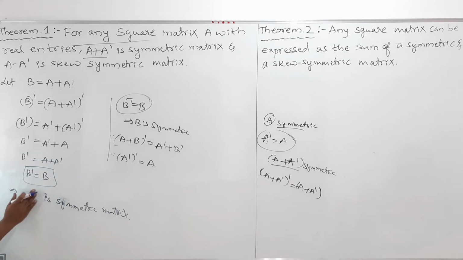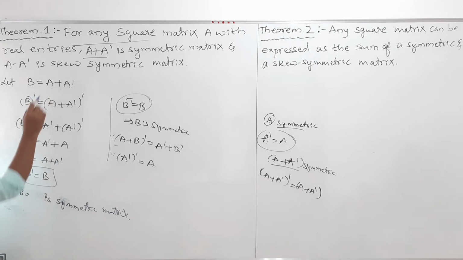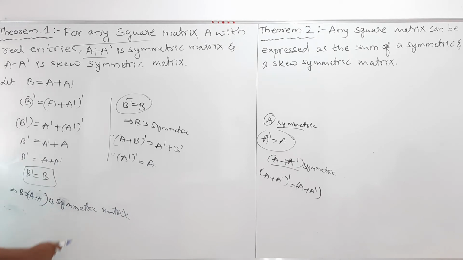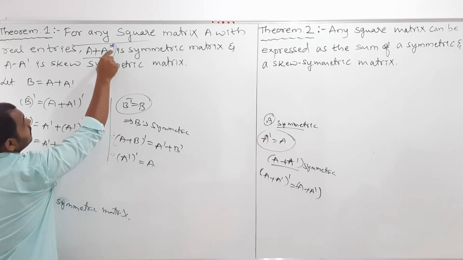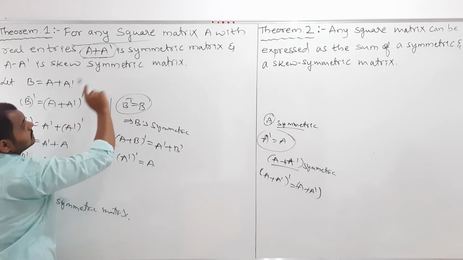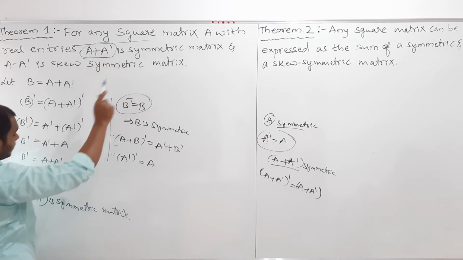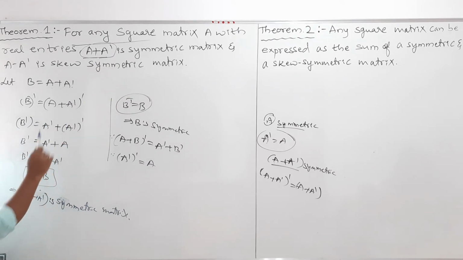And this implies, what is meant by B? B is nothing but A plus A dash. So therefore B is equal to A plus A dash, which is a symmetric matrix. So in the theorem, what they asked is that A plus A dash is a symmetric matrix. If I wanted to prove that A plus A dash is symmetric, I should show that, and here I showed that A plus A dash is a symmetric matrix.